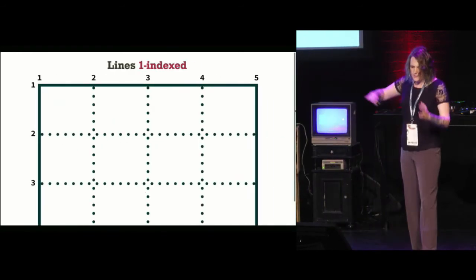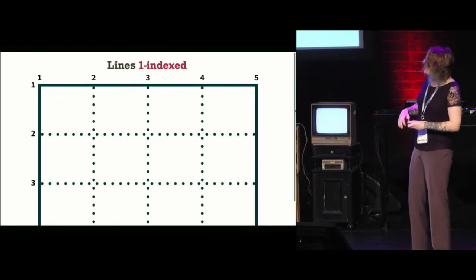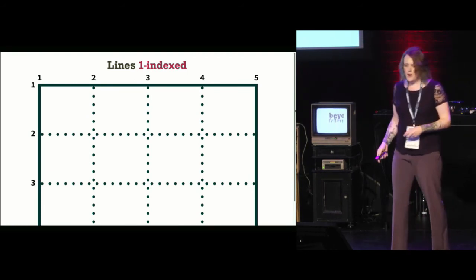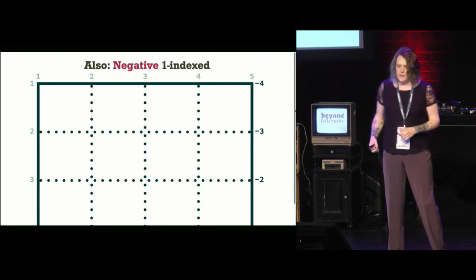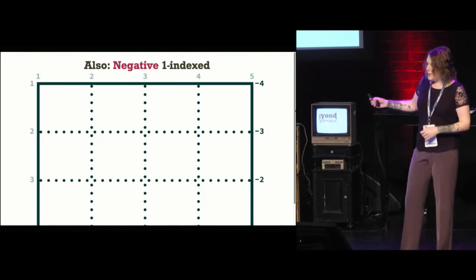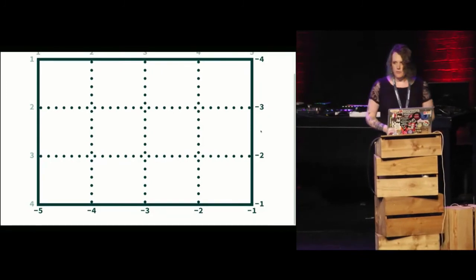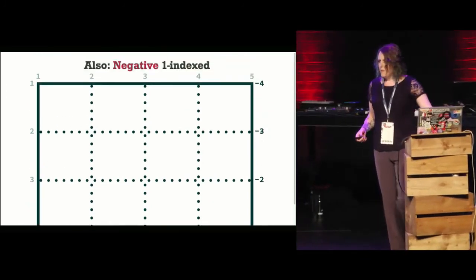Grids are defined like this. We've got indexed lines. Starts at 1, counts across the columns, counts down. We also get negative indexes. So we can, from the bottom and from the right, we can count from -1.